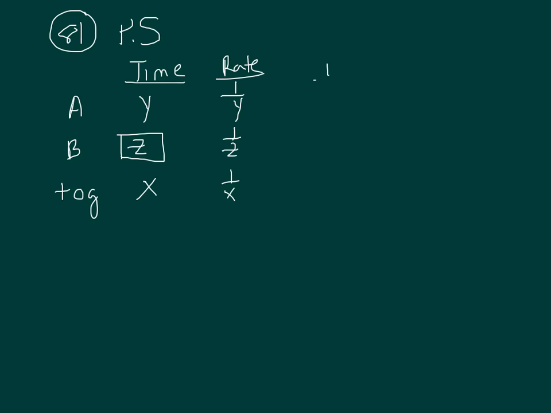So your equation is 1 over Y plus 1 over Z. It's plus because machine A and machine B are working together. And that has to equal the together time. And that's 1 over X. So we want to solve for Z.